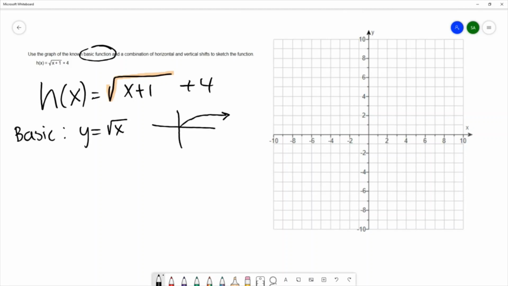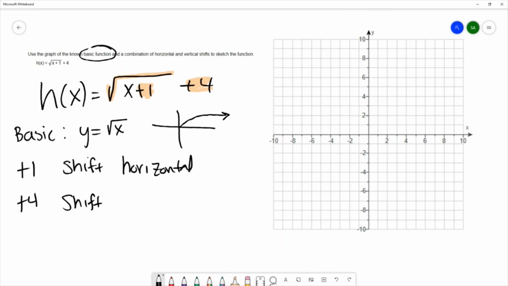I can also see that we have some transformations within our function. We have a plus 1 and a plus 4, and we want to think about what those transformations are. The plus 1 and plus 4 are both transformations. Because they're adding and subtracting, I know that those are shifts. The plus 1 is inside the radical, so that is a horizontal shift. And the plus 4 is outside of the radical, so that's a vertical shift.